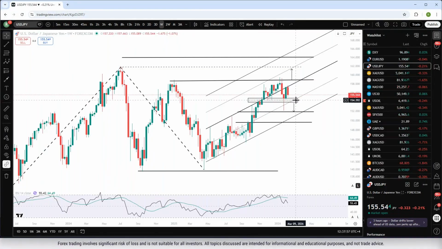Now, from the downside, if we do manage to have a clean close below this critical support zone, which is between the 154.80 and the 153.80, we can be expecting drawdowns to extend back towards 151.80 to the 149.60 before possibly extending the steeper bearish bias on the charts back towards the 140 zone for the dollar yen.